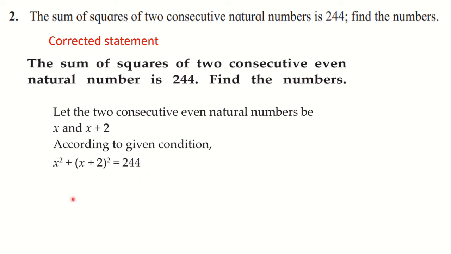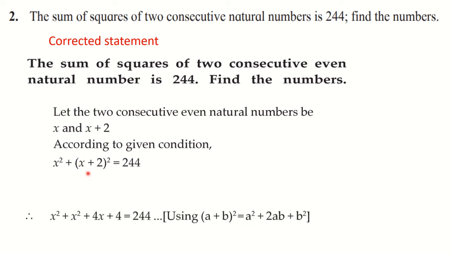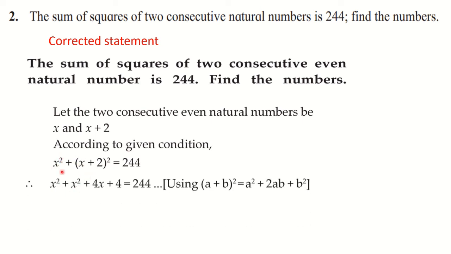Now let us convert this equation to the standard form. So here you can see that this is of type a plus b the whole square. You know the expansion formula, a square plus 2ab plus b square. So use that expansion formula here, and then you are going to get, see, this x square as it is.